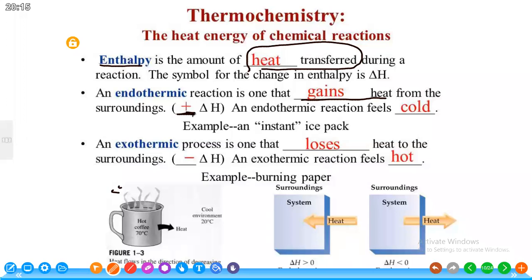Another one is the exothermic process, which is one that loses heat to the surroundings. The enthalpy value is negative. The exothermic reaction feels hot. So, for example, burning paper is an exothermic reaction.